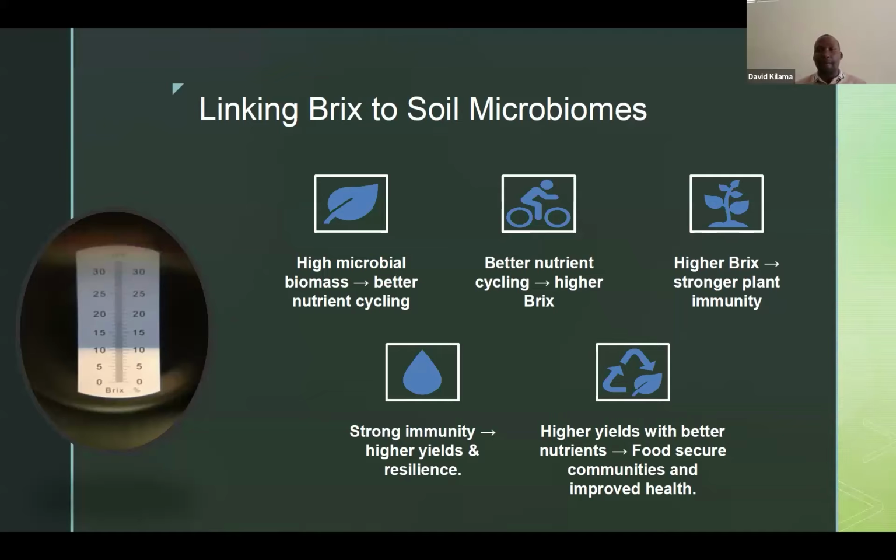Stronger plant immunity means there's a high possibility of high yields and resilience of the plant wherever you're producing it. And as I conclude, higher yields with better nutrients lead to food secure communities and also improved human health. So that's the link. It is really an interesting coordination. Thank you so much for listening.